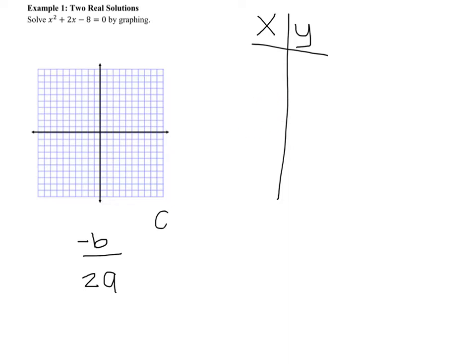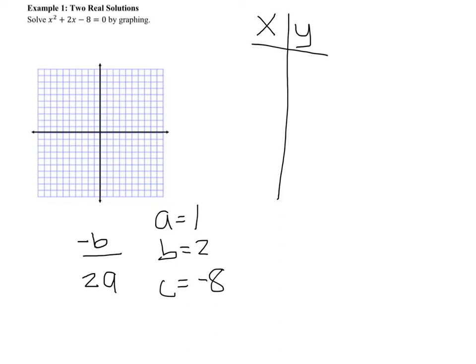So we know that a is going to be 1, b is going to be 2, and c is going to be negative 8. And I'm finding that based off of what they gave me. So in front of my x squared, there's going to be a 1, so a is 1. In front of my x, there's a 2, so b is 2. And my regular number without an x is negative 8, so c is negative 8.